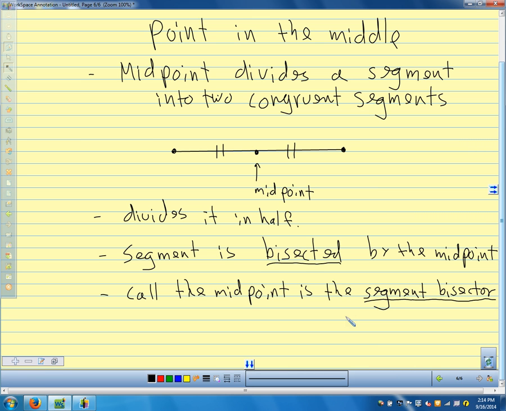So it's just more vocabulary that we're going to use. Instead of saying cut in half, we say bisect. We call the thing that cuts it in half the bisector. So our midpoint divides a segment into two congruent segments. So we're going to set up a problem that has to do with midpoint. The two segments are the same. Yes.